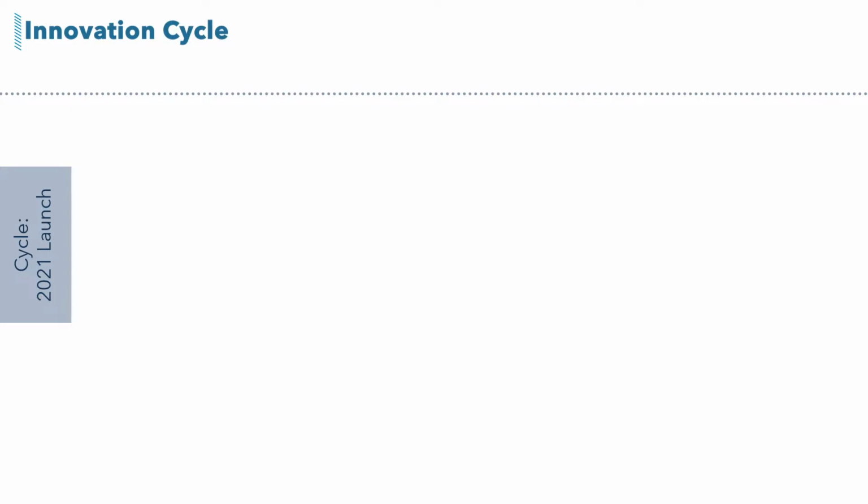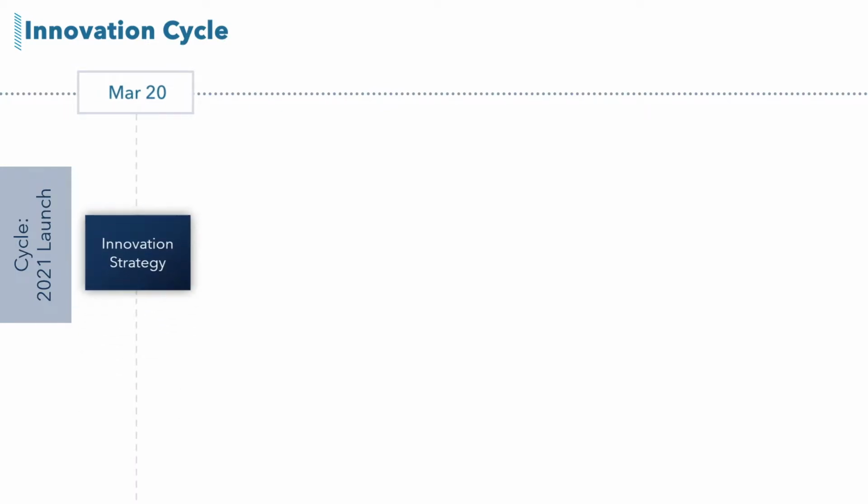At the beginning of the innovation cycle, there's always a revision of the innovation strategy to confirm the strategic arenas. It's the yearly moment to evaluate if a current strategic arena should be removed or if a new one should be activated. In this example, the innovation strategy is revisited in March every year.